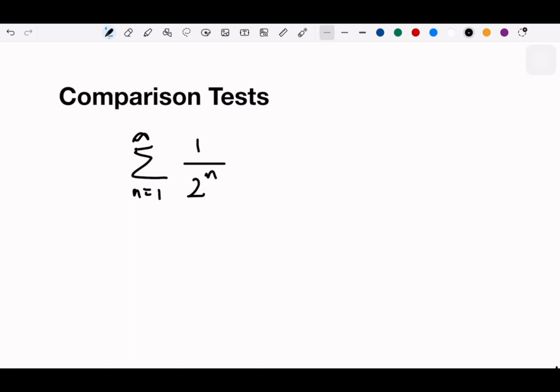This is also a geometric series. We can rewrite it as a r^(n-1), right? So this is geometric. And we know that for a geometric series, as long as the ratio is less than 1, it will be converged. So we can say this will be converged.